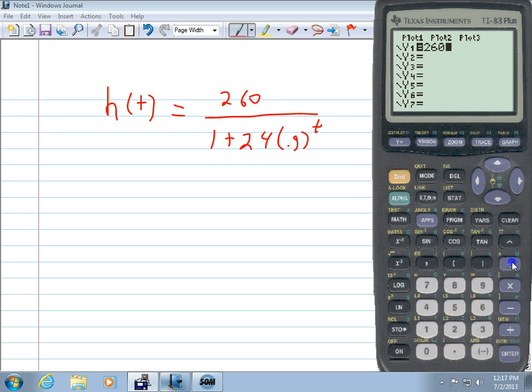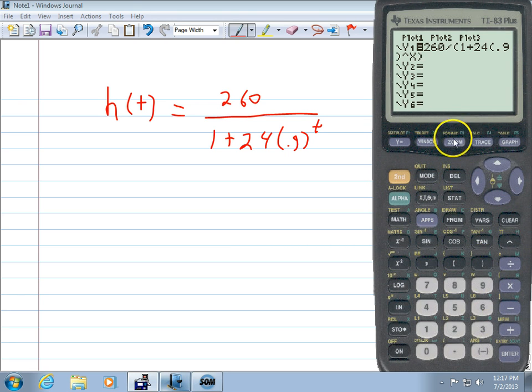260 divided by, you need parentheses, because if you don't use parentheses here, it'll divide by 1 and then add, not divide by the whole thing. So I need parentheses around a complicated denominator. 1 plus 24 times 0.9 to the, and I'm in function mode, so I'm going to use x. All right, and close the denominator.